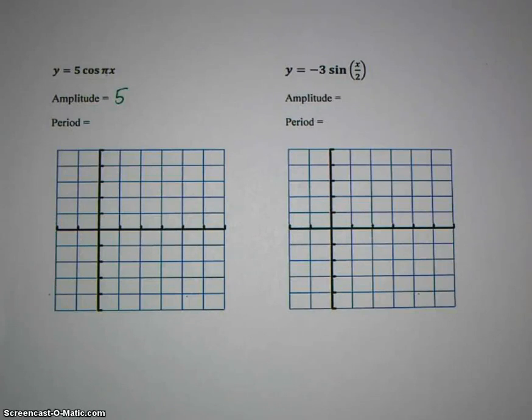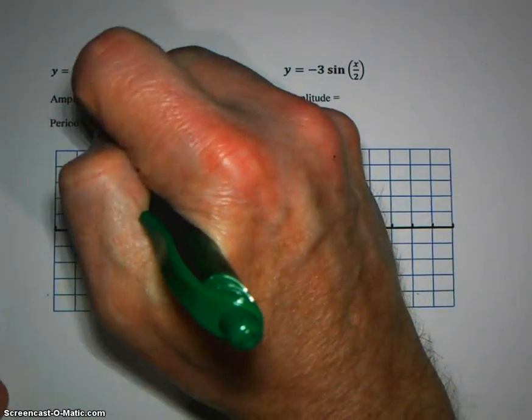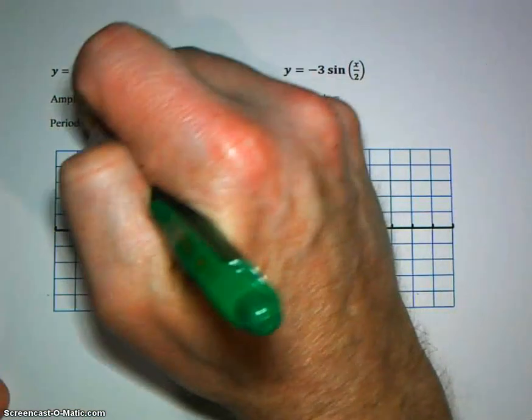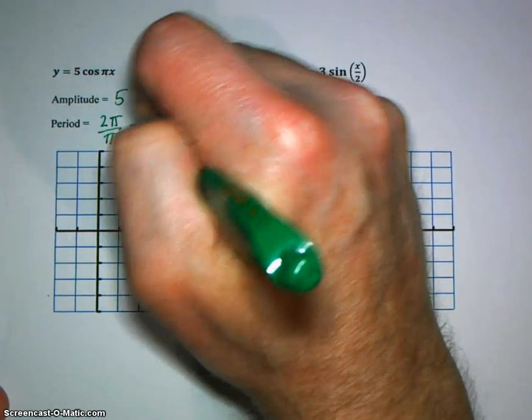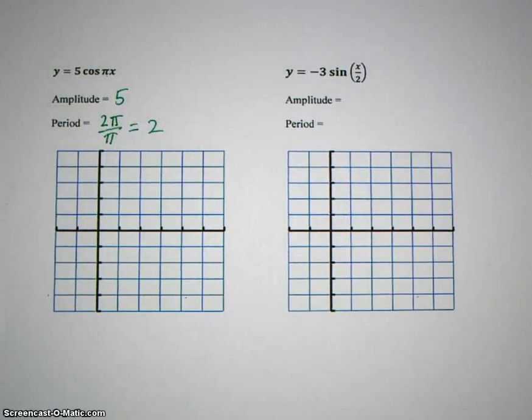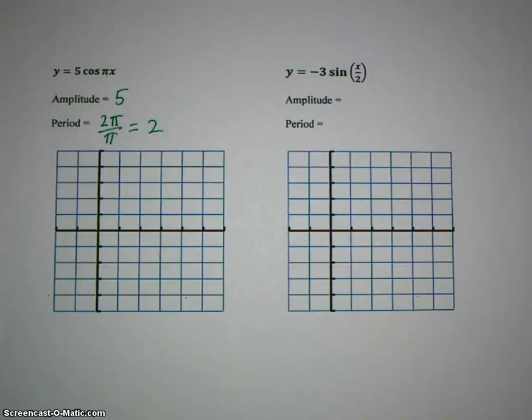Hopefully when we're done this problem you'll agree with me, because to find the period I always start at 2 pi and then I divide by whatever that number is. That number is a pi, so that's just the number 2. All the pi's go away. That's a really good thing.